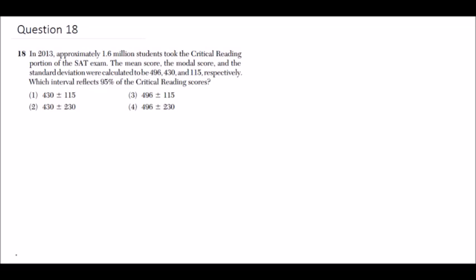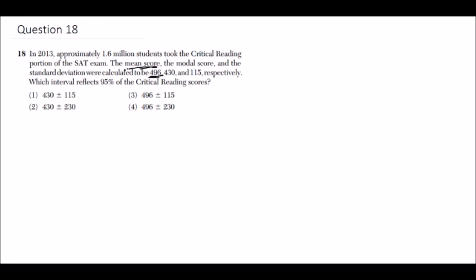Here we have question number 18, which is a statistics question, and this is basically purely a conceptual question. So in 2013, approximately 1.6 million students took the critical reading portion of the SAT exam. The mean score, the modal score, and the standard deviation were calculated to be 496, 430, and 115 respectively.